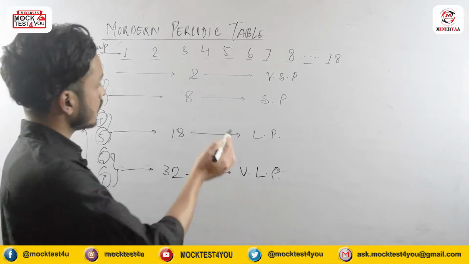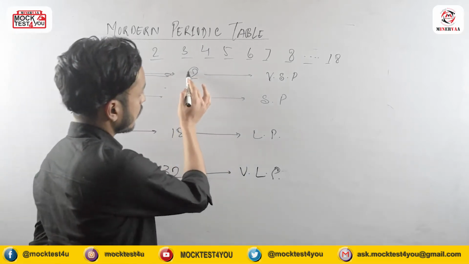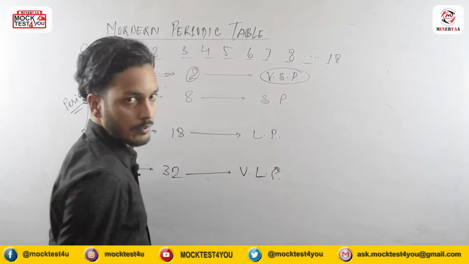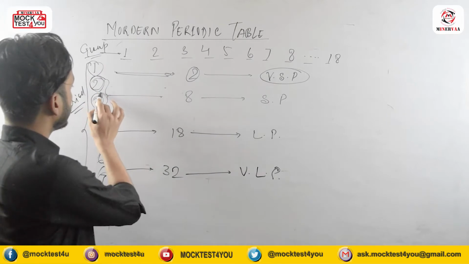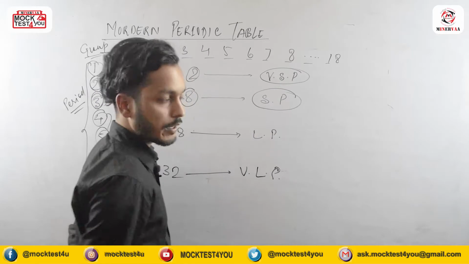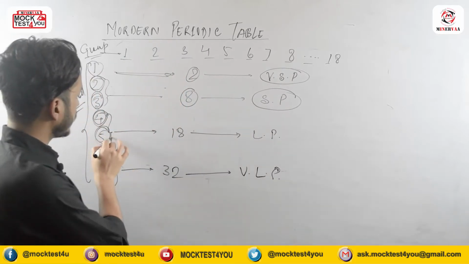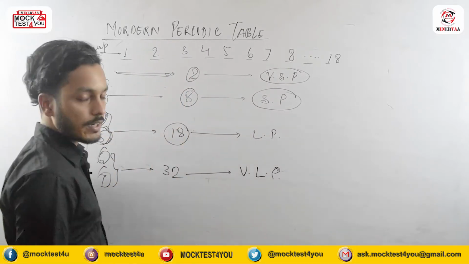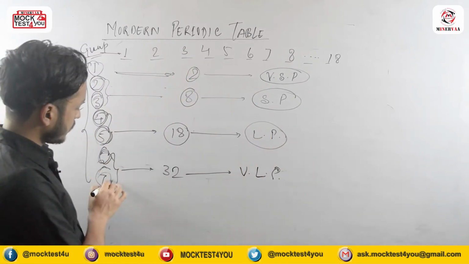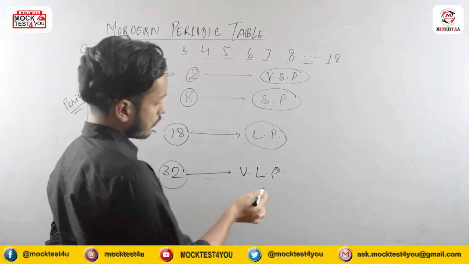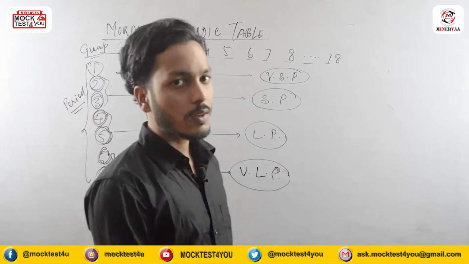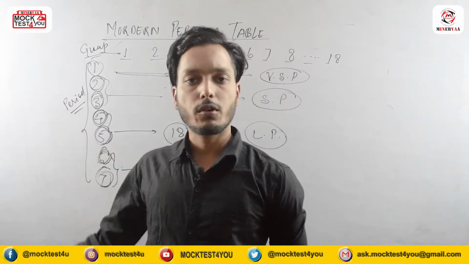As I have already discussed, in the first period there are 2 elements, and this period is called the very short period. After that, the second and third periods consist of 8 elements, which is called the short period. Next, the fourth and fifth periods have 18 elements, and it is called the long period. And after that, the 6th and 7th periods, which have 32 elements, are called the very long period, right? So this was about the modern periodic table.